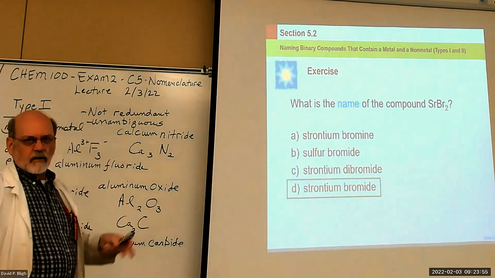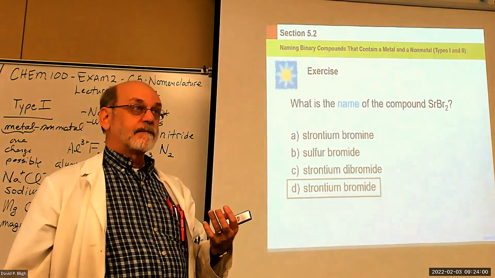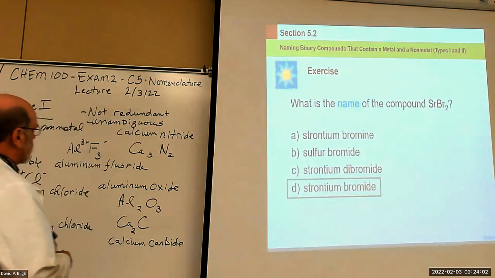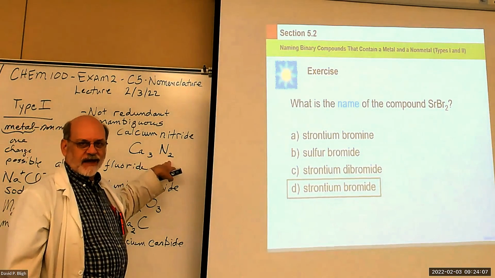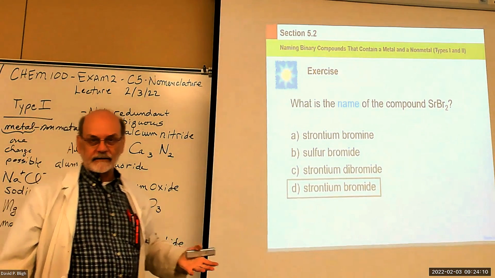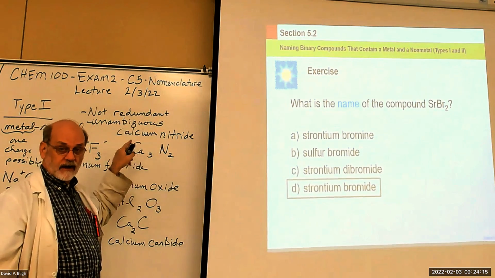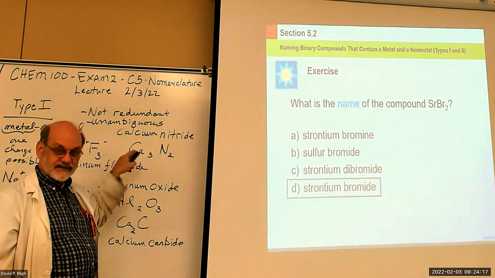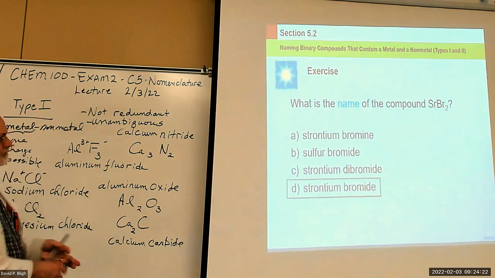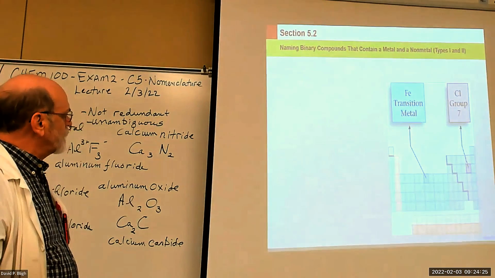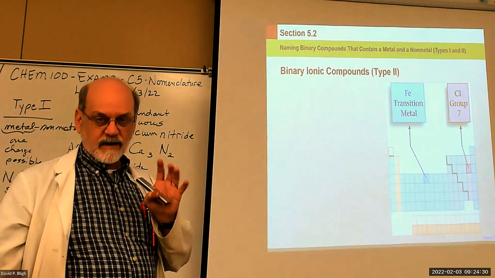Plus, we don't want redundancy. In other words, we don't want to have to say tricalcium dinitride. That would be redundant. We only need to say calcium nitride because this is the only compound that fits. That's it. No other possibilities. Okay, we should be ready for type 2 now. Yes, we're still binary ionic compounds.